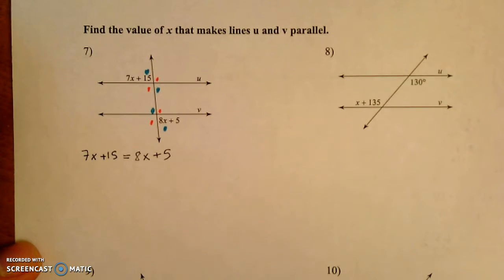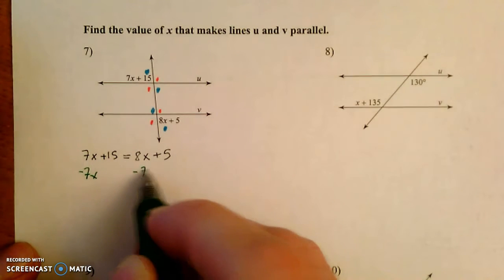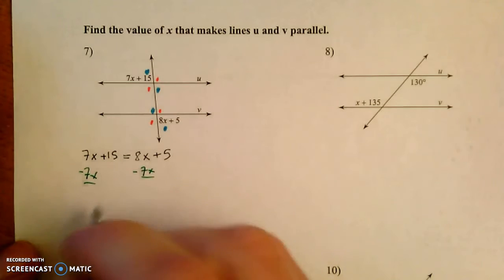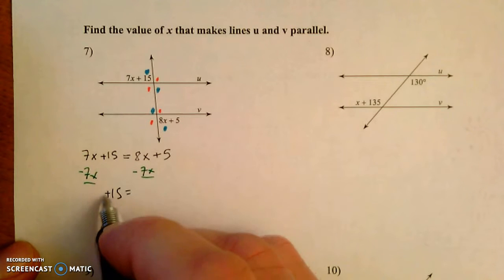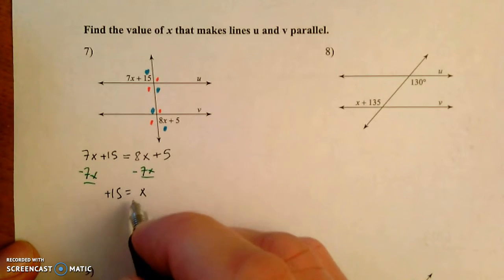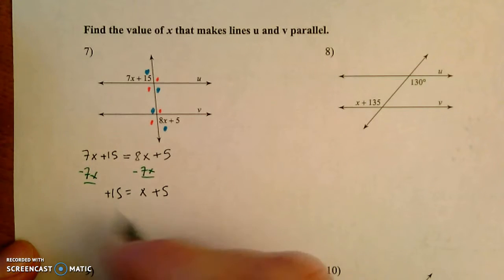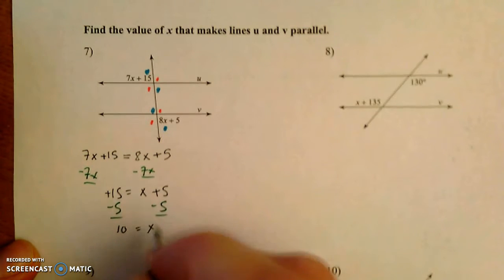So to solve this, I'm going to subtract 7x from both sides. I could have subtracted 8x, but that would have left me with a negative. So we got 7x minus 7x cancels, plus 15 equals, of course, we have to put the plus there, 8x minus 7x is just a single x, we don't have to put the 1, plus 5. Now we're going to subtract 5 from both sides, and that leaves us with 10 equals x.